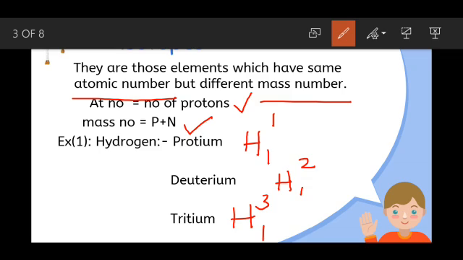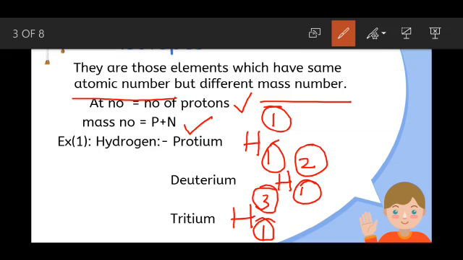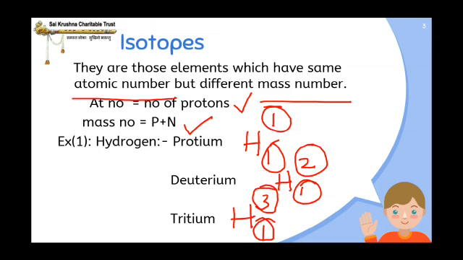These are called isotopes. Hydrogen exists in three different forms. The atomic number is the same, that is 1, whereas the mass number differs: 1 in protium, 2 in deuterium and 3 in tritium. Carbon also exists in two forms, C-12 and C-14, so they are also called isotopes.